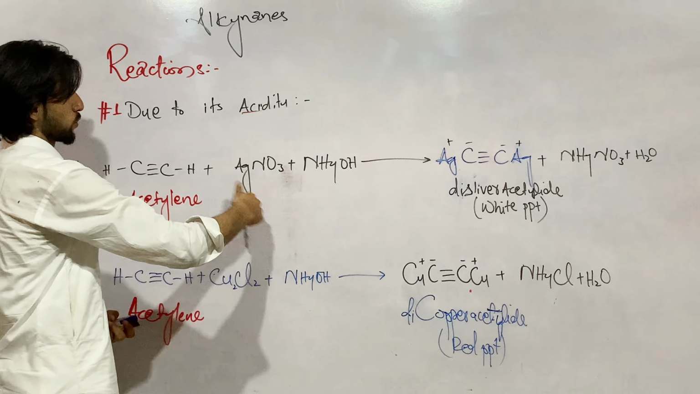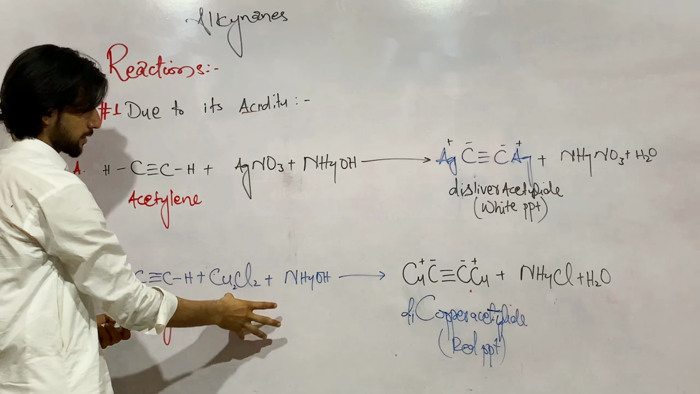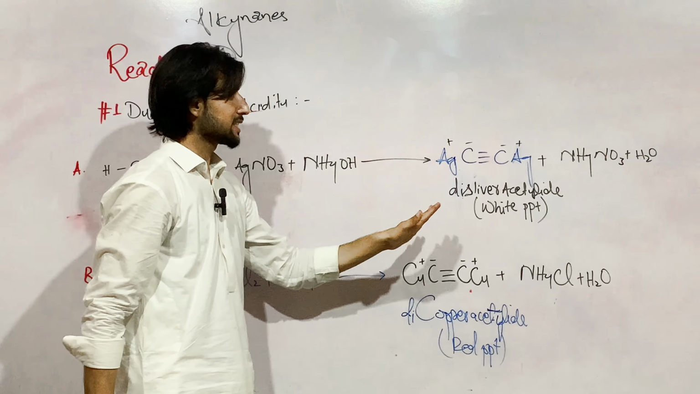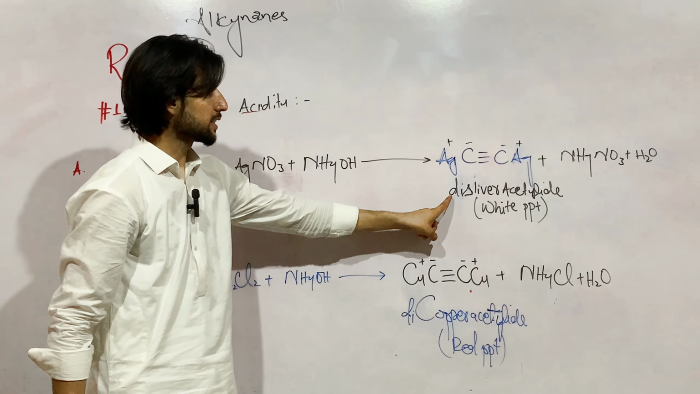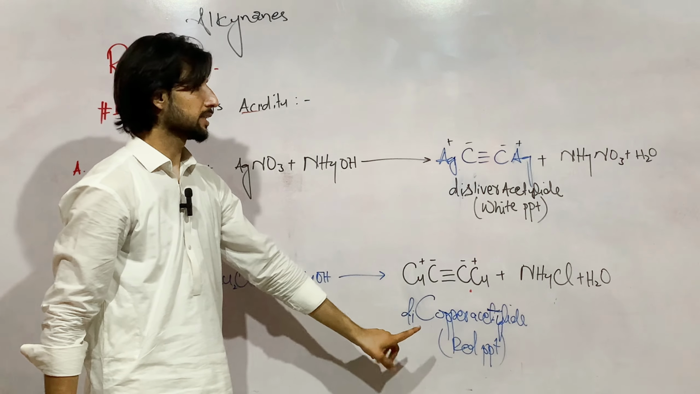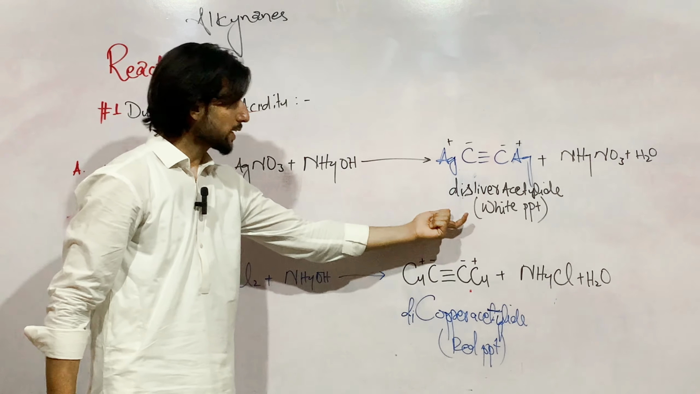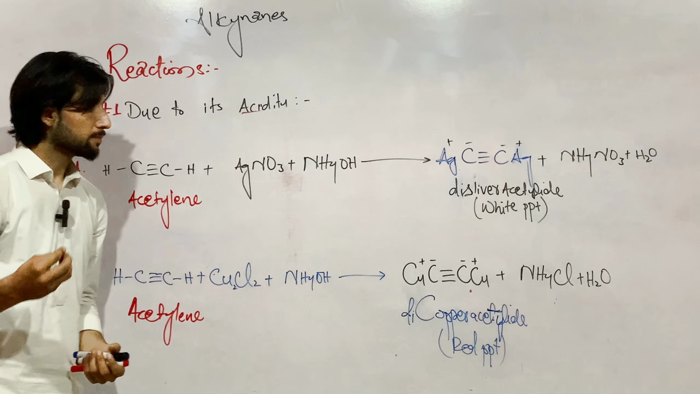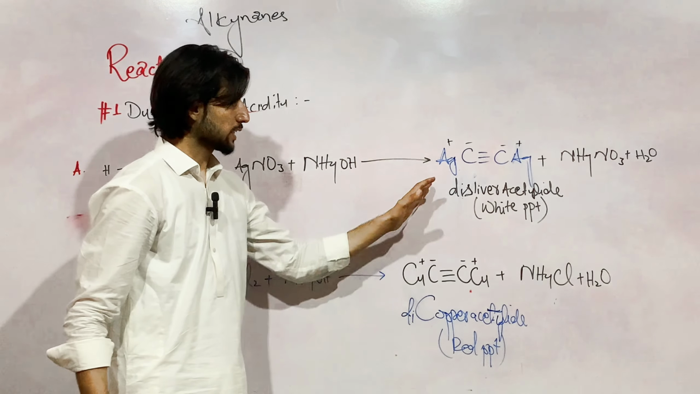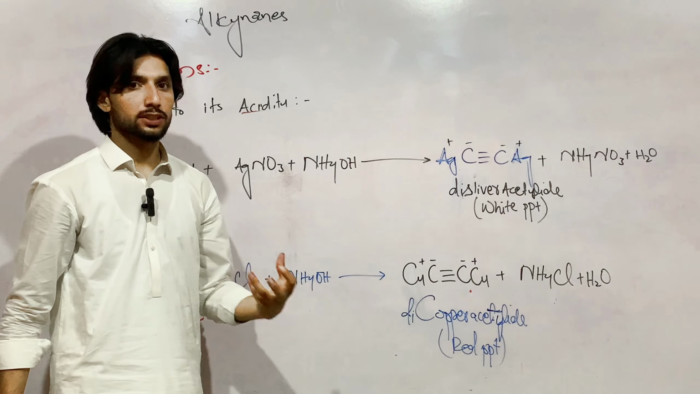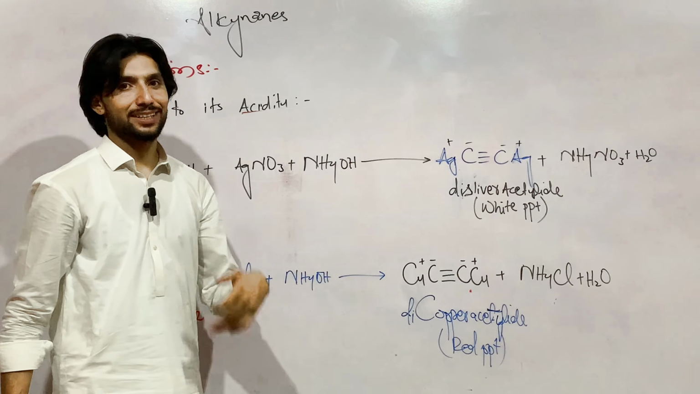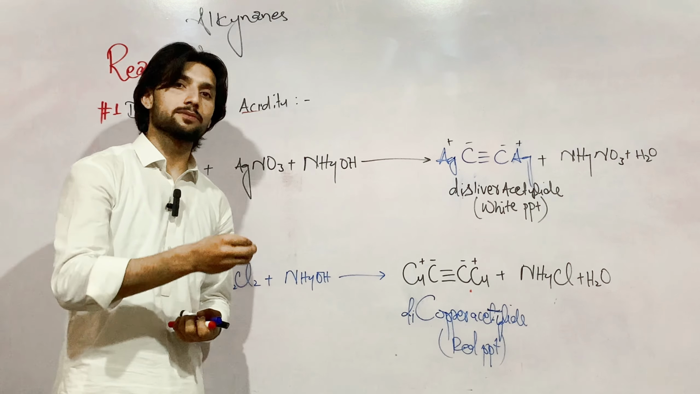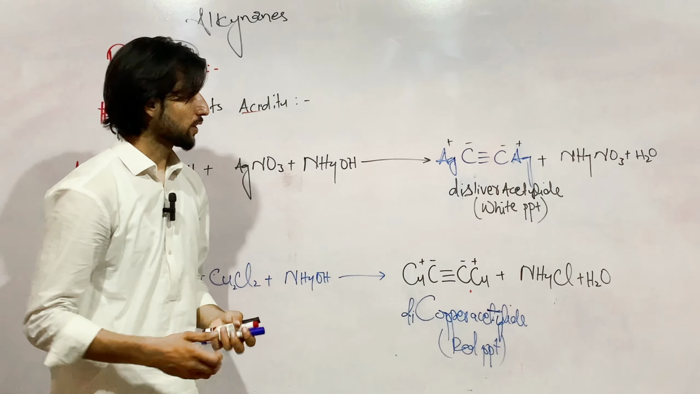If we take an ammoniacal solution of silver and copper salts, we get their respective acetylides. Like here I'm getting disilver acetylide, and here I'm getting dicopper acetylide. One is a white PPT, the other is a red PPT. What is to be remembered is these are explosive in dry conditions, so these must be converted into other products like acetylene again with the help of an acid like HNO3, etc.